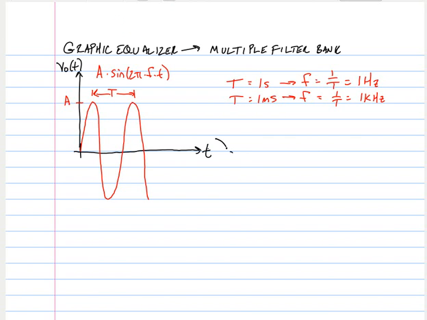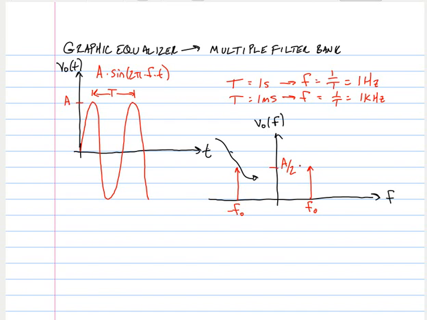Examining this in the frequency domain, we would see VO of F plotted versus frequency. We would have a single tone at whatever our frequency was, and whatever the negative of our frequency was, that had an amplitude of A over 2.